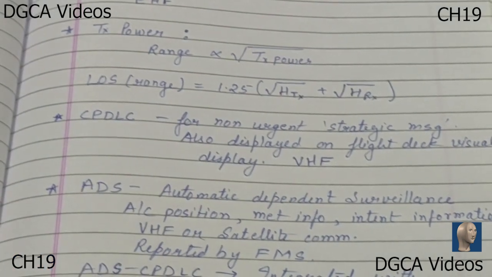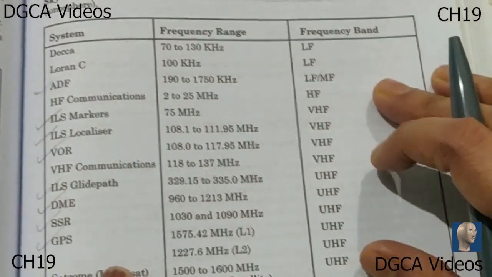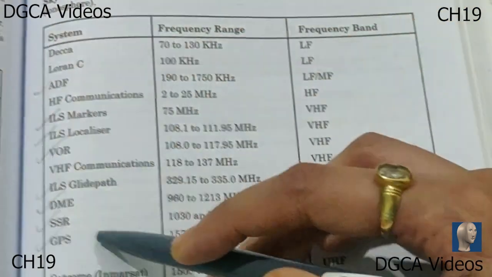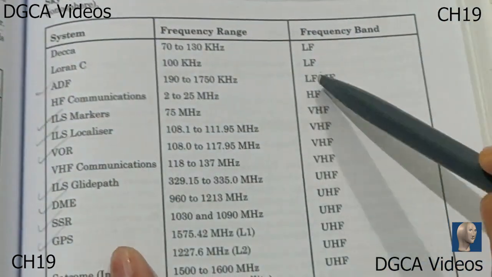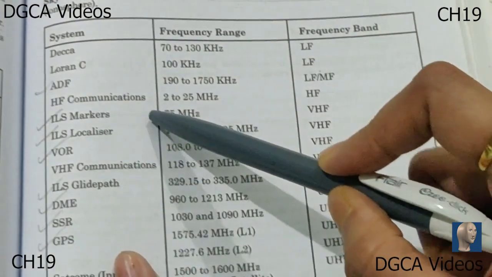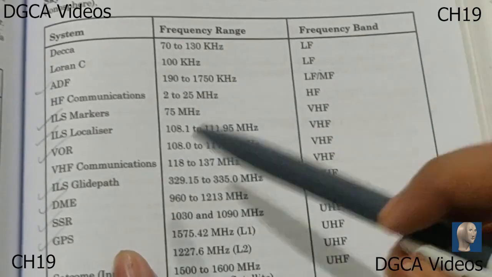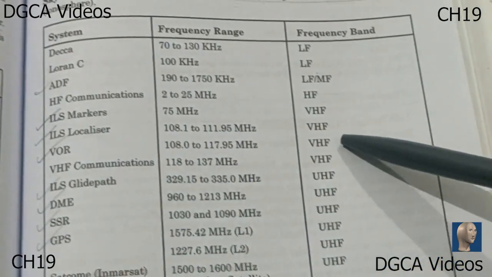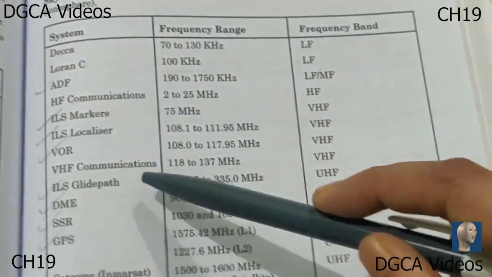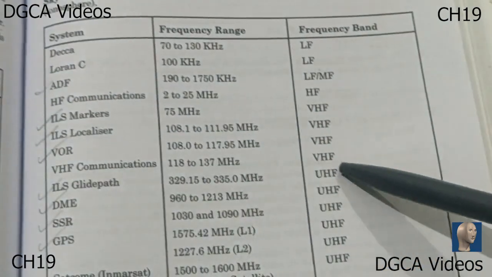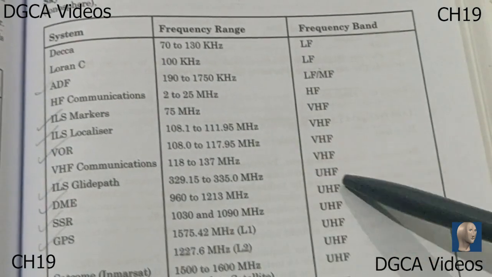Now one more thing that I have to discuss is the frequency band of certain systems. You have to remember some of them which I have ticked; the others you don't need to remember. ADF is important, it is in the LF and MF band. ILS markers and localizers both work in the VHF band, so also remember these frequencies. VOR is working in the VHF frequency. The ILS glide path is different from the localizer and markers; it works in UHF frequencies. DME, SSR and GPS also work in the UHF frequency.